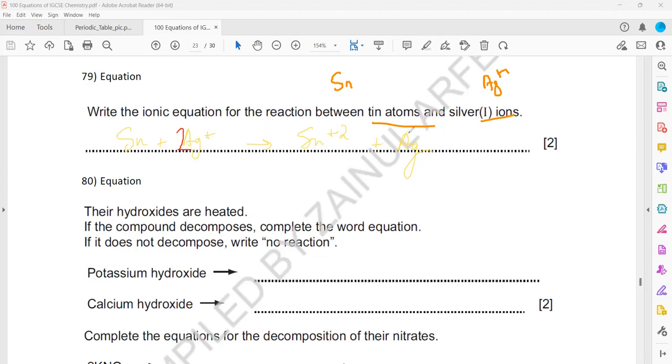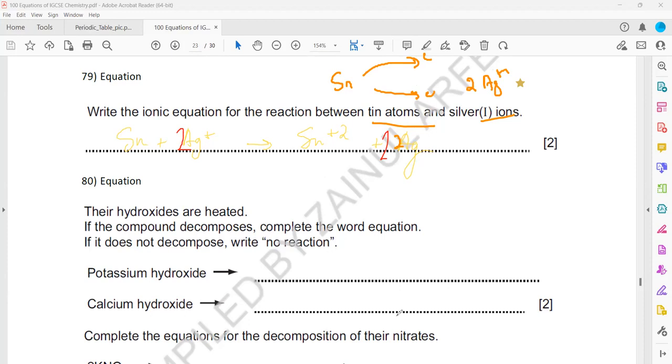Why do we have to put a 2 here and here? Because the idea is that one silver ion takes 1 electron. So 2 silver ions are needed to take 2 electrons, because tin is losing 2 electrons and silver gains only 1. So we need 2 of them.